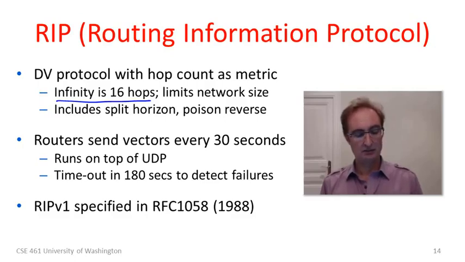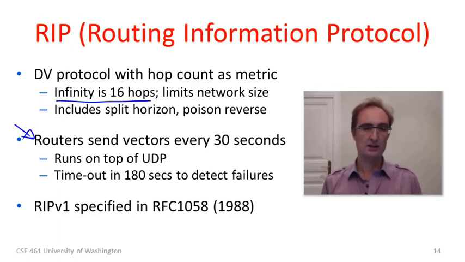Now in RIP, routers send vectors every 30 seconds, so that's our periodic announcement. These vectors are sent over UDP, so they're an application in some sense that runs on top of UDP. There's a timeout of 180 seconds for failures, so if a node does not hear information repeated from another node within 180 seconds, it says that node's dead and gone, and it can safely remove all of the information that was coming from that node.